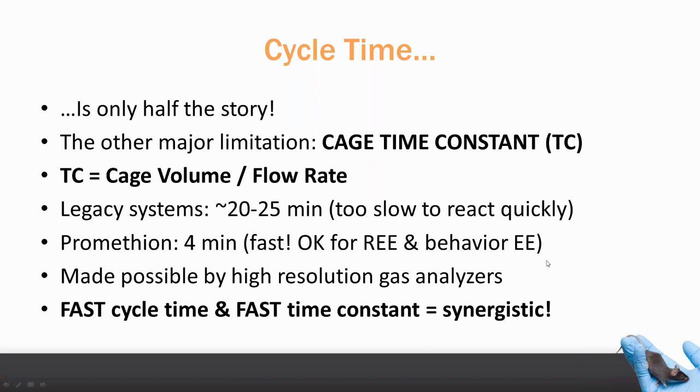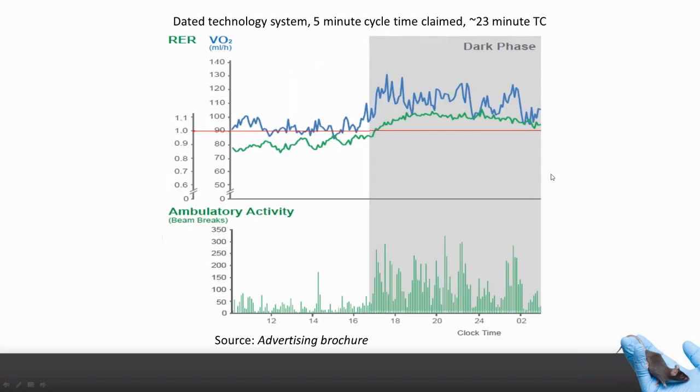Now, you might say, well, what difference does this make in practice? Let me show you. Here is data from an old system, a typical system in use. Lots and lots of these are used worldwide. You can see here the blue trace is VO2, which is kind of a stand-in for energy expenditure, and here is activity. It's very difficult to see what the exact relation between activity and energy expenditure actually is.